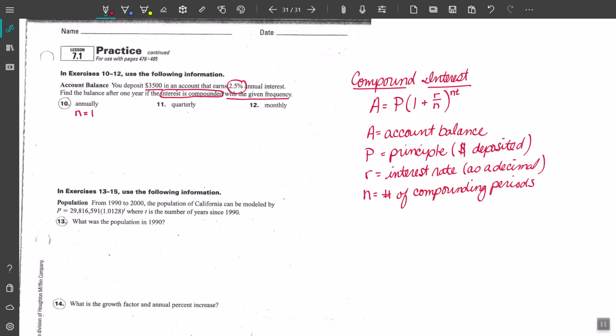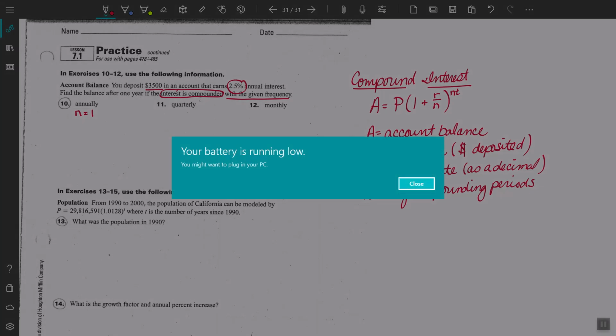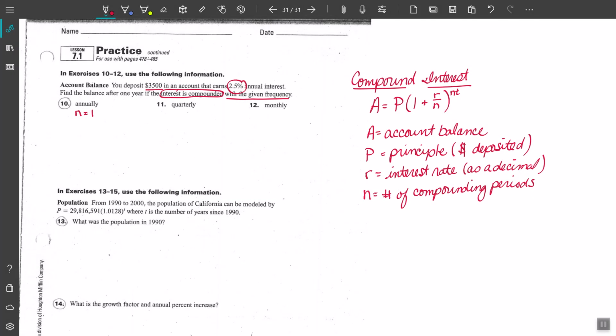We're not going to do 11 and 12 on the video, but if we are looking there quarterly, that means quarterly means 4 times per year. So that would be an N of 4, and monthly, of course, would be an N of 12. So those values are going to change depending on the frequency of which the interest compounds. And then T is the number of years. So the number of years you've had the money in the account.